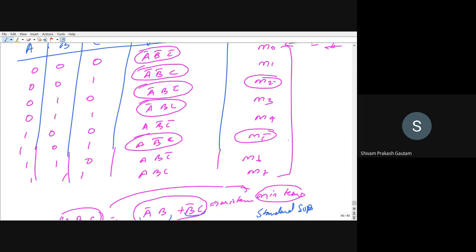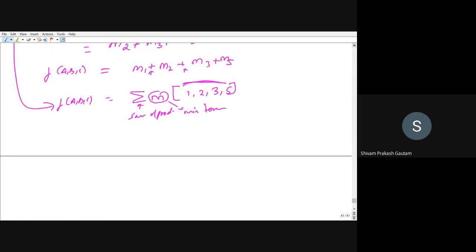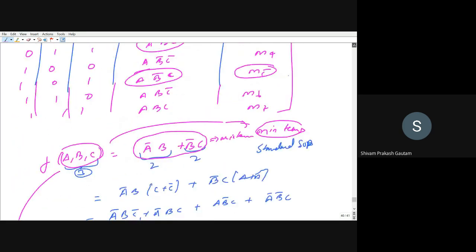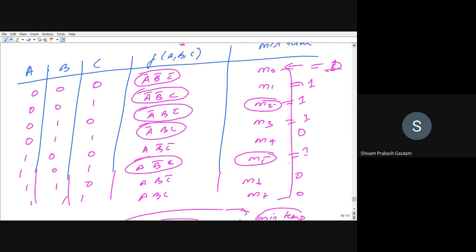That means only for this combination your function is giving value as 1. What does it signify? If this function is minterm 1, 2, 3, 5, that means at these our function is giving value as 1. At these minterms, that is 1, 2, 3, 5, our function's value is 1. For the rest of the cases, our value is 0. So for this value is 1, for this 1, for this 1, for this 1. For the rest of the cases, our value is 0 for the given function.